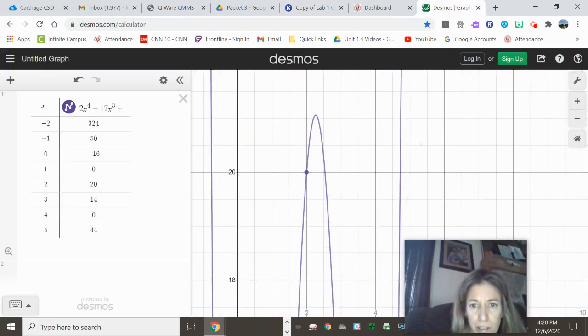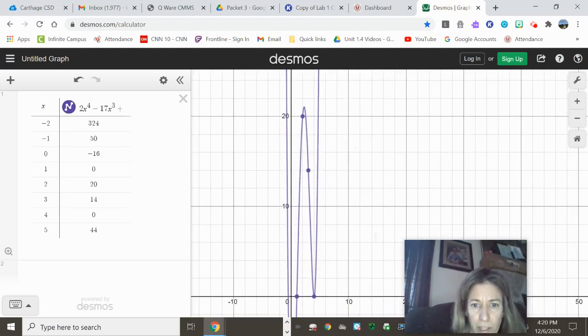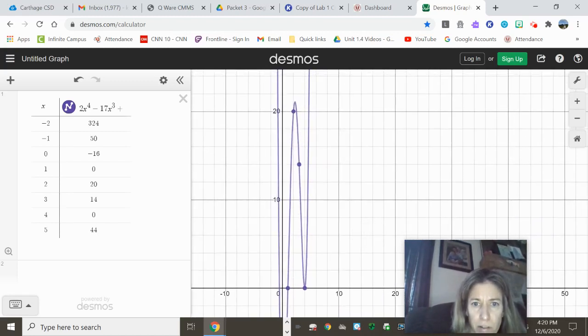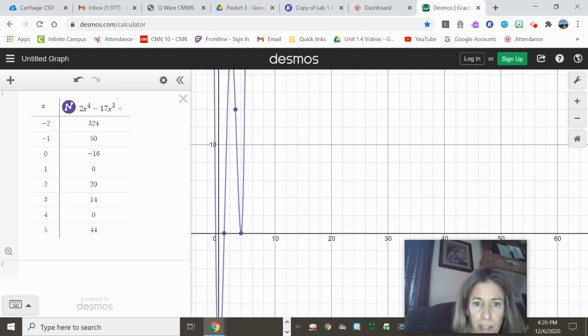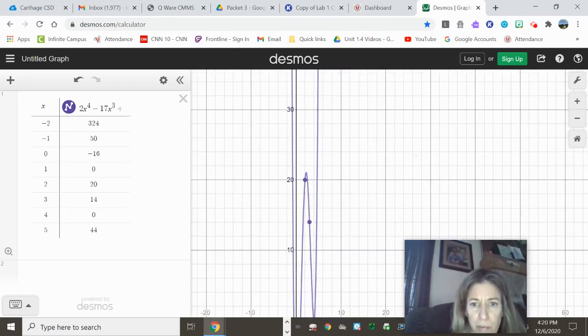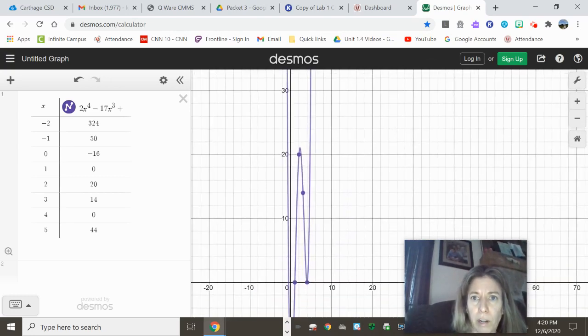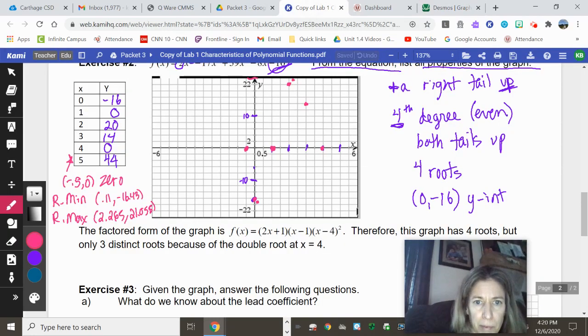It looks kind of like a W, a wacky W. So it goes infinitely high. We hit that relative minimum. We come back up to the middle. We bounce on the x-axis here at 4 and then go up. All right, so that's what I need to make my graph look like.